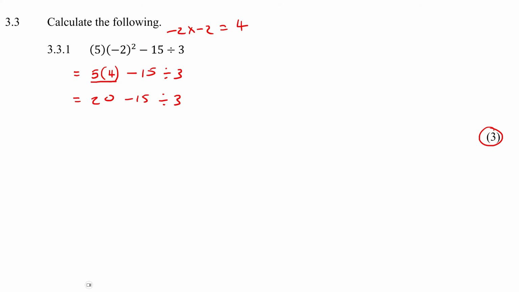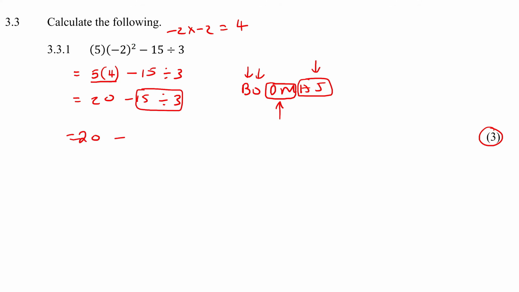Why? BODMAS. BODMAS tells us brackets, of, and then division and multiplication go together, and addition and subtraction go together. So can you see that division comes before subtraction? So you must do division first. So it's going to be 20 minus, now 15 divided by 3 is 5. 20 minus 5 is 15.